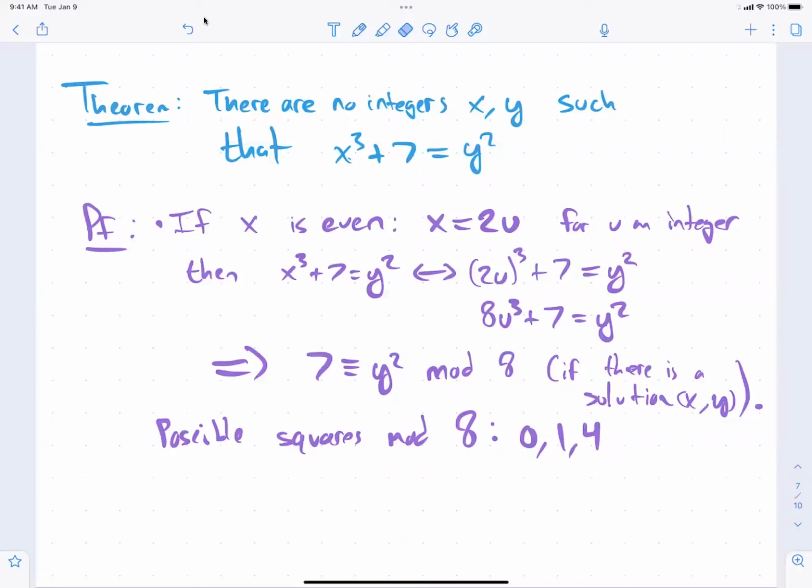If I do 3 squared, that's 9, so that gets me back to 1. If I do 4 squared, that's 16, which is 0 again, mod 8. And so on, and you can work it out. Like 5 squared is 25, that's 1 again, mod 8. So you see that the only possible squares mod 8 are 0, 1, and 4. So 7 is not a square mod 8, so this can't happen.